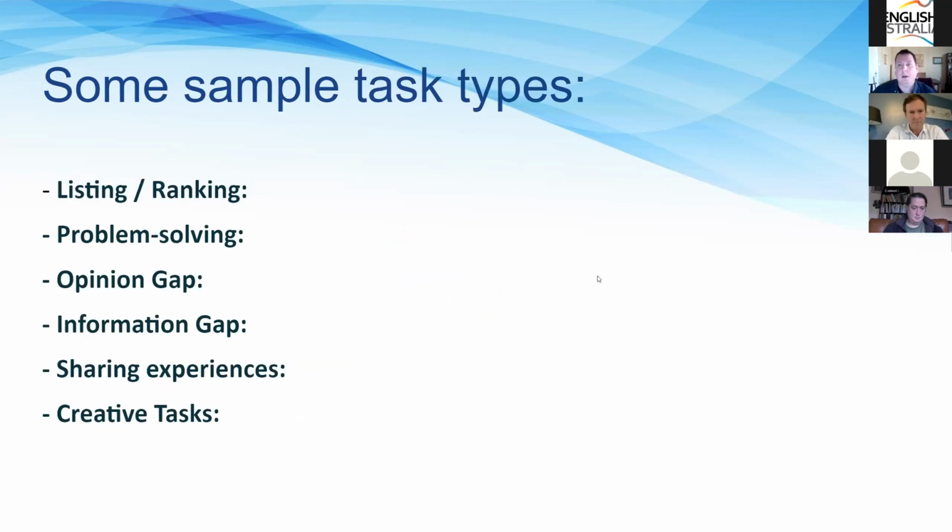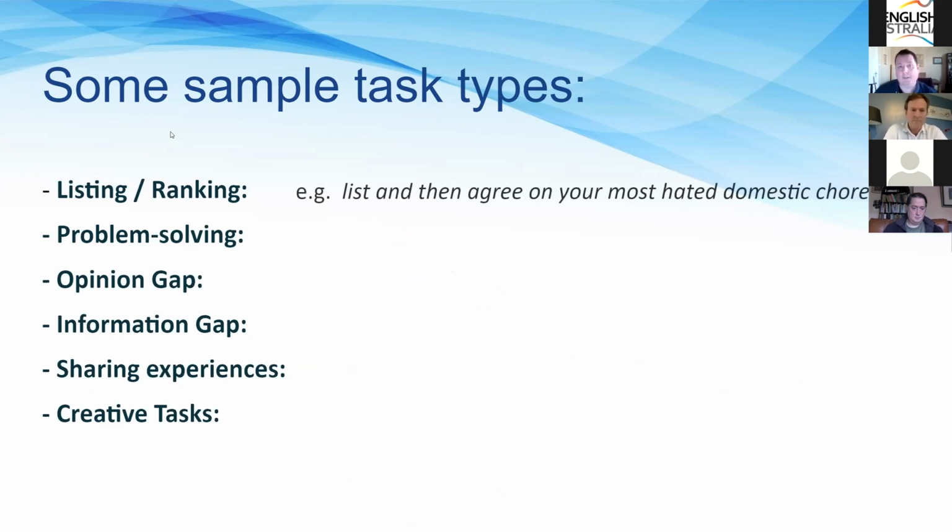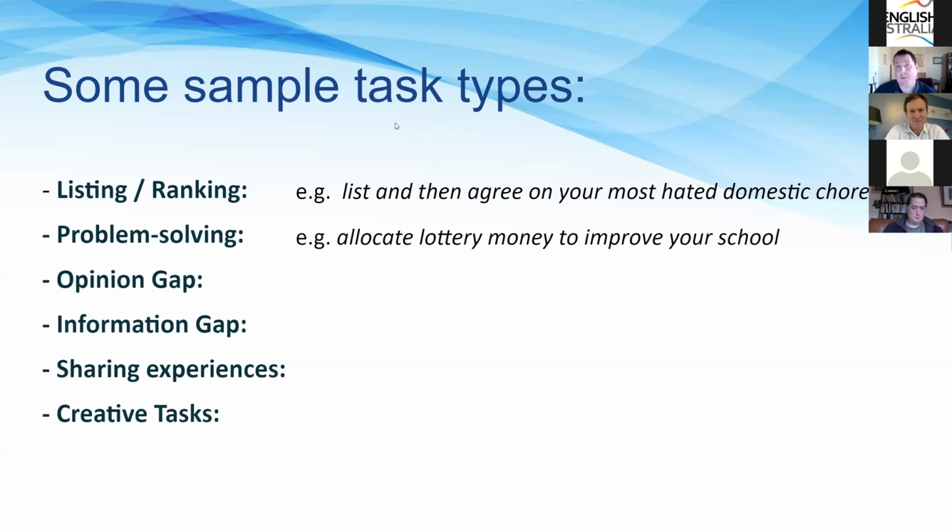Okay. Just to give some examples, there's any number of ways of taxonomizing tasks. And I think broadly speaking, we follow Willis here. And it's worth doing so because our book is largely arranged around this. You'll notice there's overlap between task types. The key is for the activity to be meaningful. So a number of tasks could involve listing or ranking, such as one that you'll see later when you list and agree or disagree on your most hated domestic chores. Problem solving, for instance, getting together to try to decide how to allocate money that you've won to improve facilities at your school or at your company, and so on and so forth.